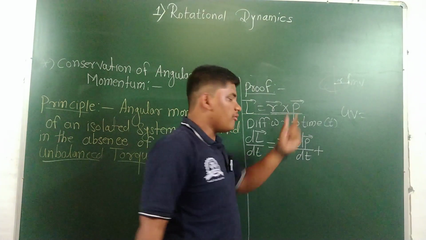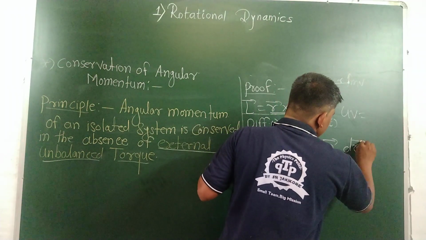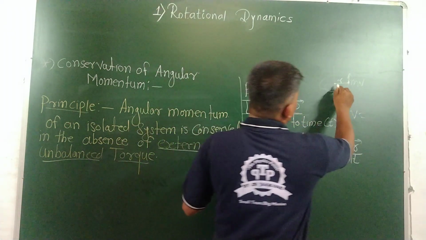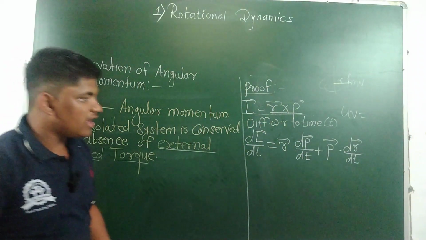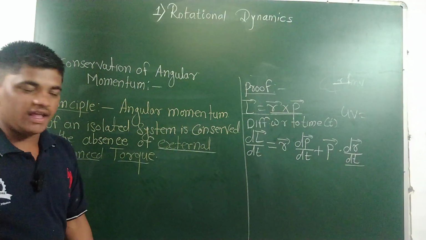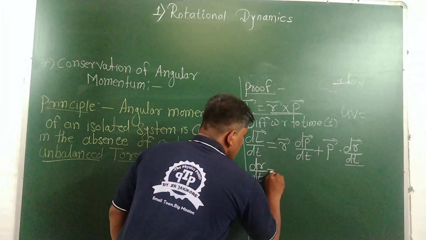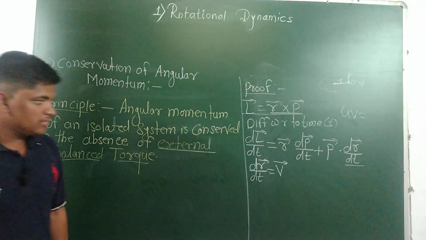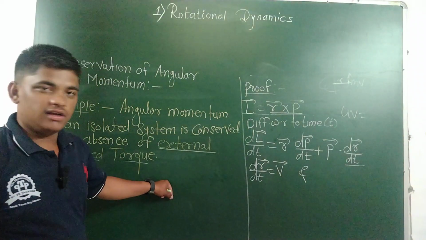Now take the second term common, that is p bar into dr by dt. What is r? r is a displacement, a distance. If we differentiate it with respect to time, dr by dt gives the linear velocity of the particle. That is, dr by dt is equal to v bar. Okay, all are in vector form. We must use bars to explain; these are in vector form.